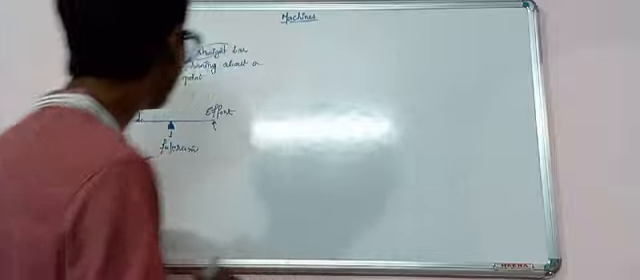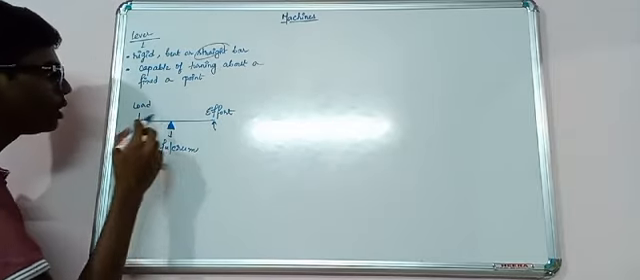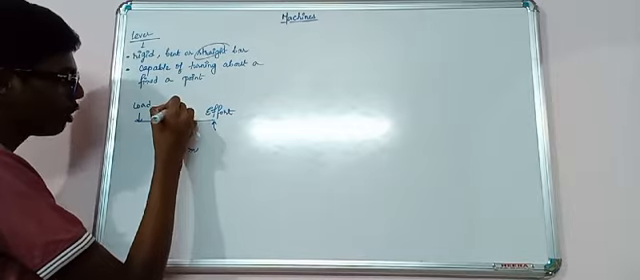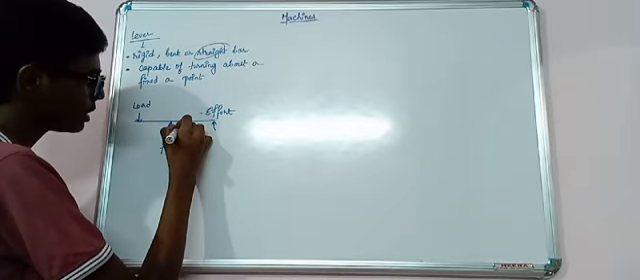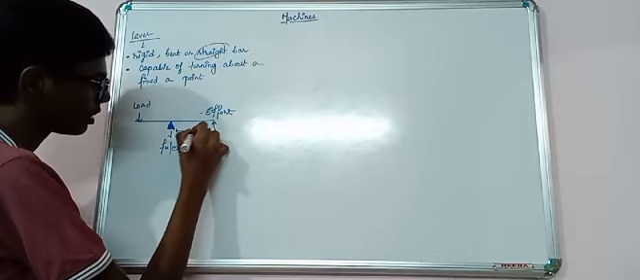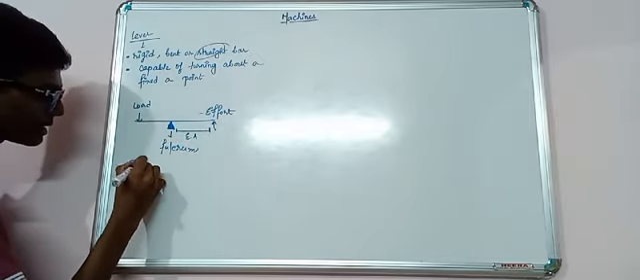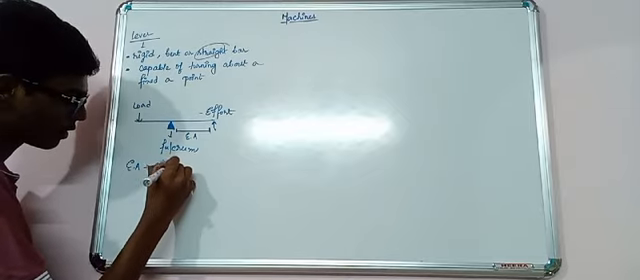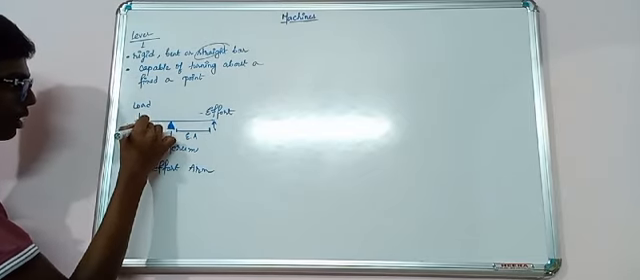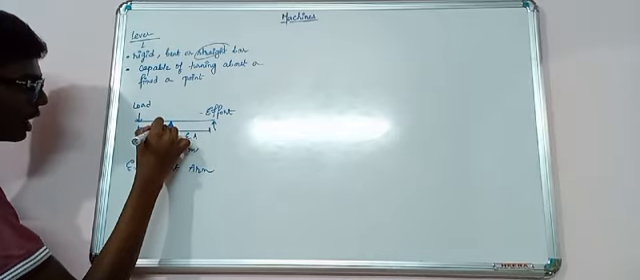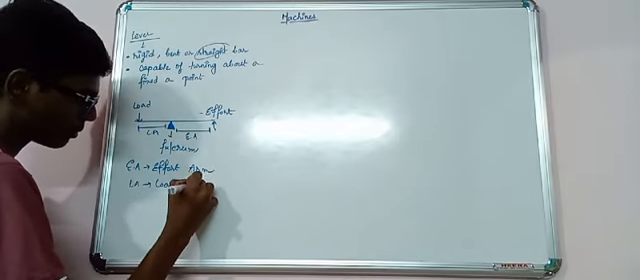Okay. Another thing, the last thing that we will have to know for today is the distance. The distance from the fulcrum to the effort is known as effort arm. EA stands for effort arm. The distance from the load to the fulcrum is known as load arm. LA stands for load arm.